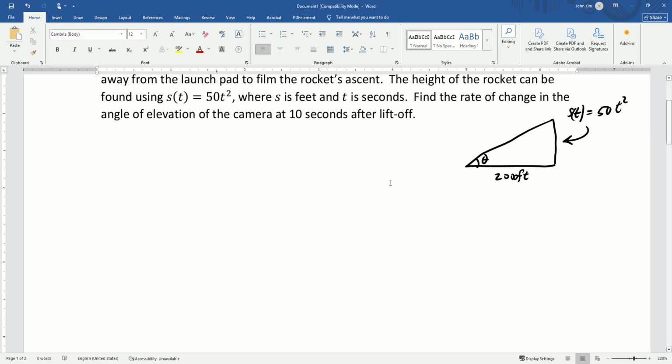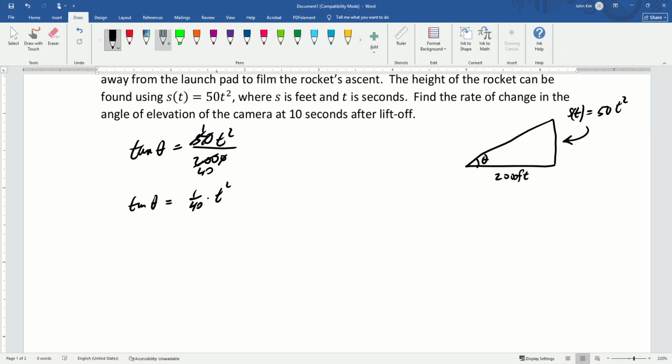So looking at this right here, since we're given the opposite side and the adjacent side, if you recall, that was tangent. So we have tangent of theta is equal to 50 t squared over 2,000. Canceling one of those zeros out in the back, 50 over 2000 is going to be 1 over 40. So tangent of theta is equal to 1 over 40 times t squared.